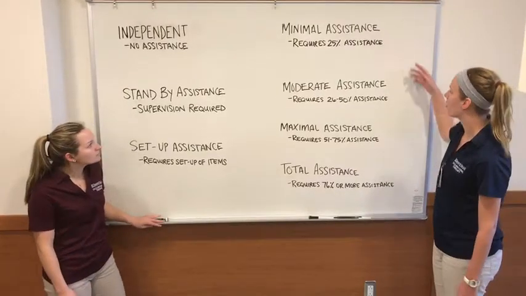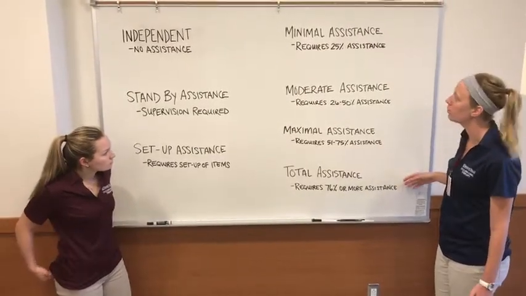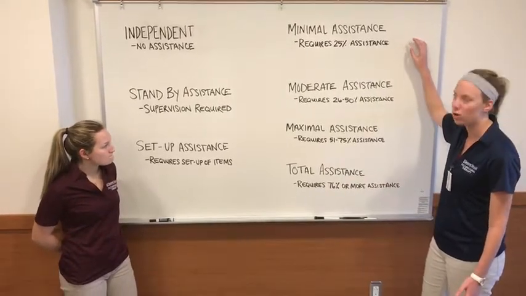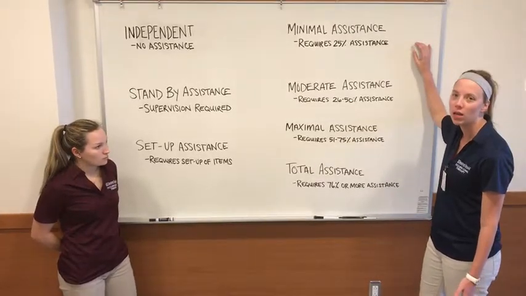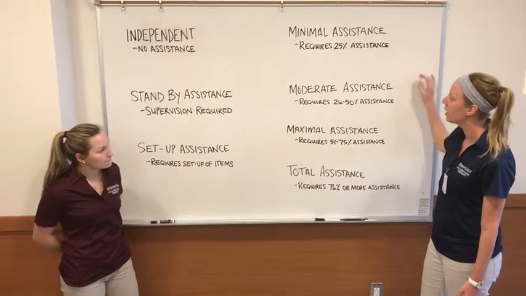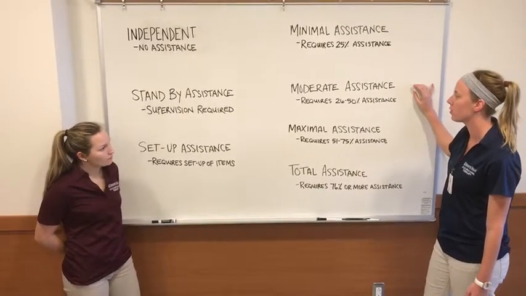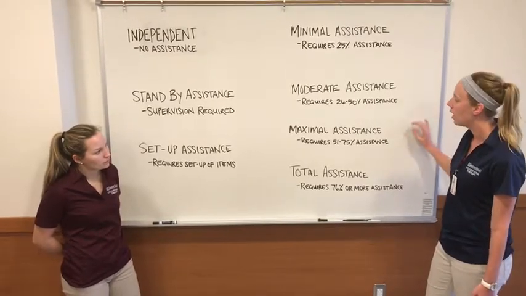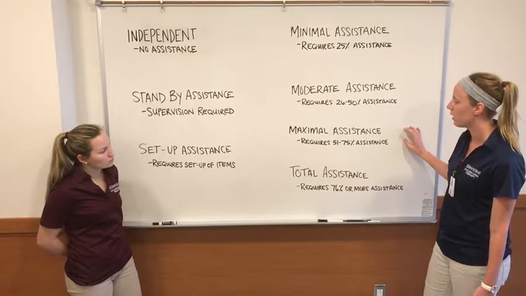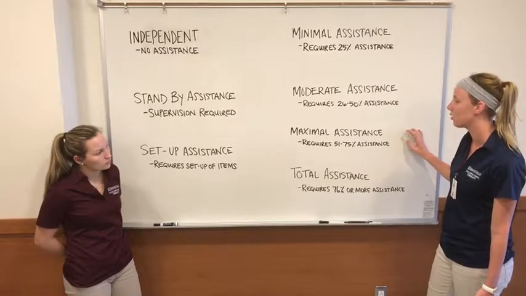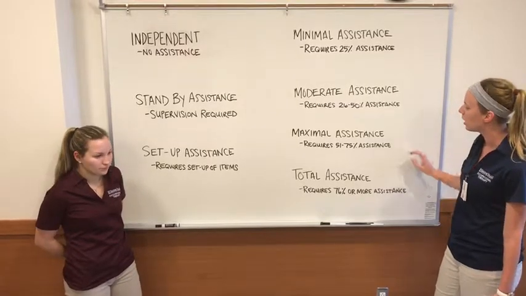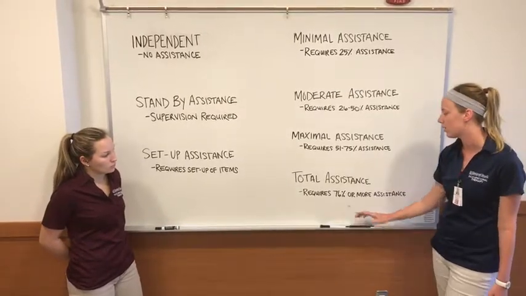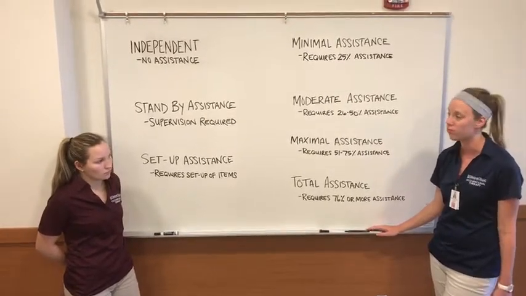Alright, these next four all require some sort of physical assistance from you. So the first one is minimal assistance, and that requires that you do around 1 to 25% of the assistance, and so the client can do at least 75% of the work. Next is moderate assistance, where it requires that you do at least 26 to 50%, so the client can do at least 50% of the work. Maximal assistance requires that you do at least 51 to 75% of the assistance, so the client can do at least 25%. And total assistance, the client can do less than 25%, so it's required that you do at least 76% or more.